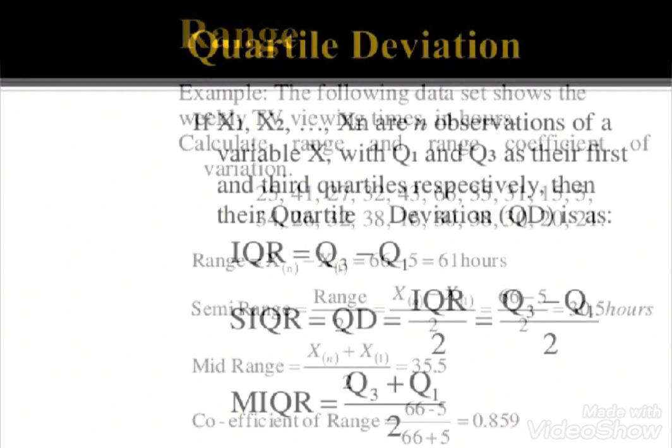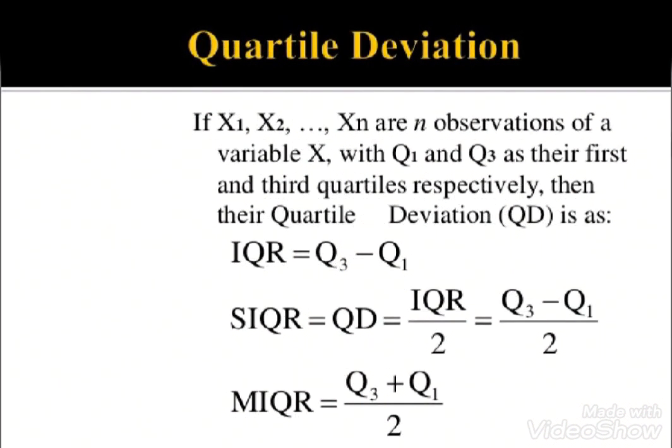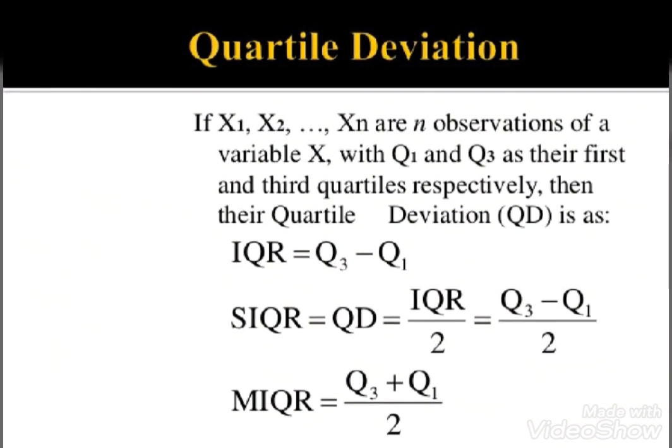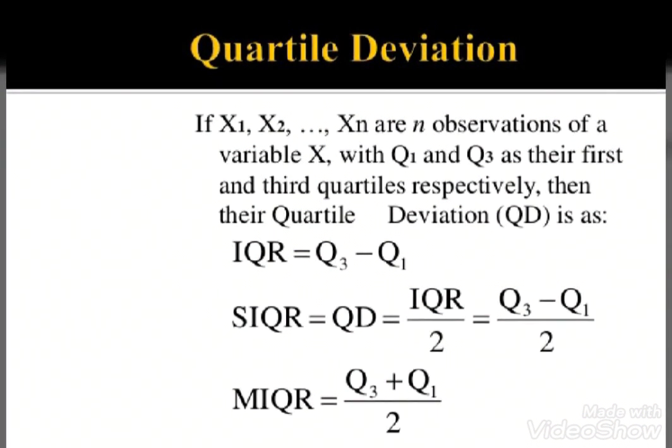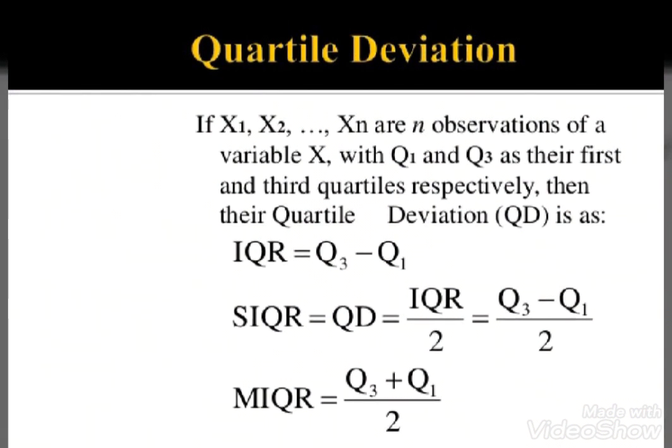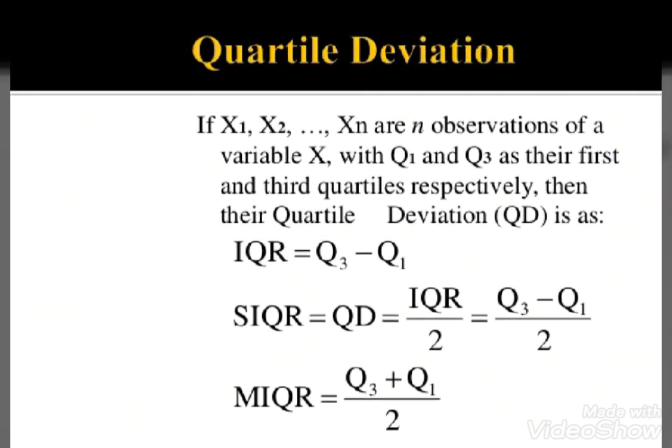Then we will move to the quartile deviation. If x1, x2, ..., xn are n observations of a variable x, with Q1 and Q3 as their first and third quartiles respectively, then their quartile deviation is defined as follows. So for quartile deviation, your formula is IQR equals Q3 minus Q1.